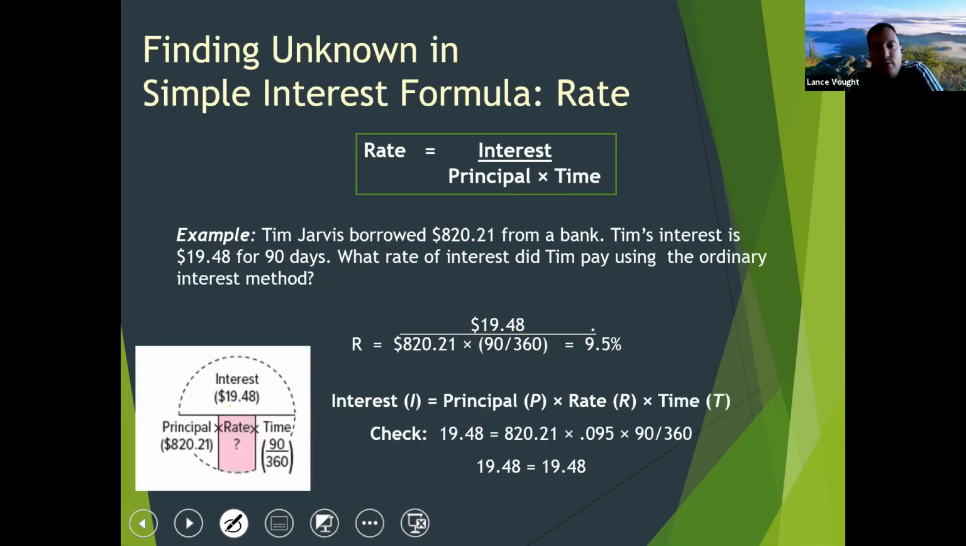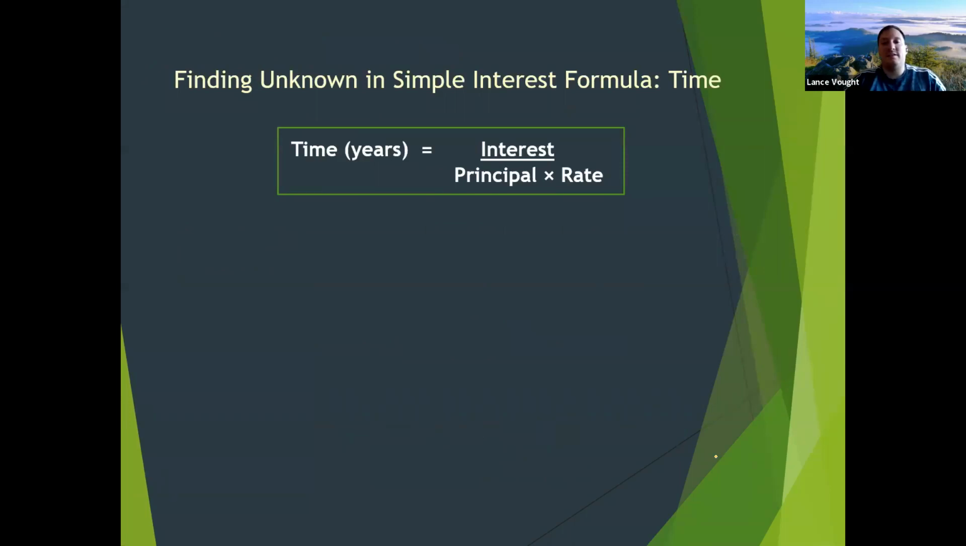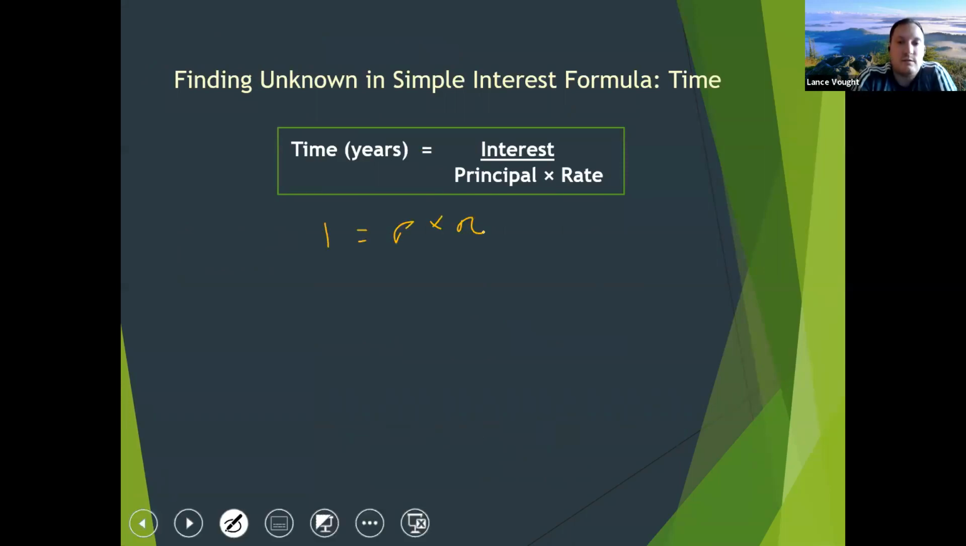And then you can check it with the original Ippert equation. So any questions about this? Now we can calculate time. Again, Ippert. Now we're dividing by P times R. So I over P times R determines the time in years.